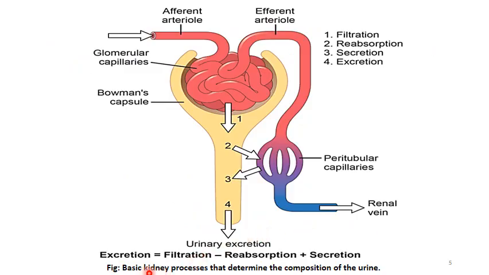Figure shows the basic processes that determine the composition of urine. Number 1 step is glomerular filtration. Number 2 is tubular reabsorption. Number 3 is tubular secretion. And number 4 is urinary excretion. So, excretion is equal to filtration minus reabsorption plus secretion.